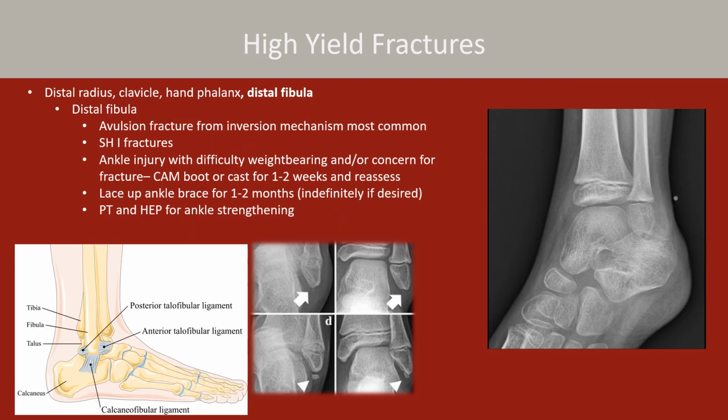For the last common fracture, we'll talk about the distal fibula. This is most commonly sustained when someone rolls or inverts their ankle. The lateral collateral ligament complex of the ankle sort of yanks on the fibula and typically either pulls apart the growth plate or pulls a chip of bone off from its anchor point on the tip of the fibula.